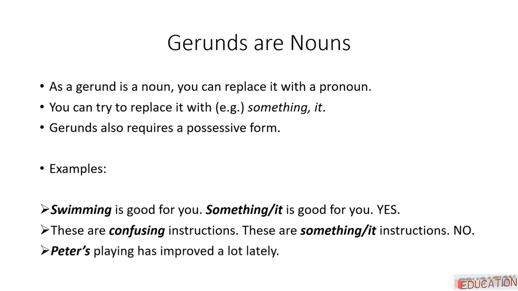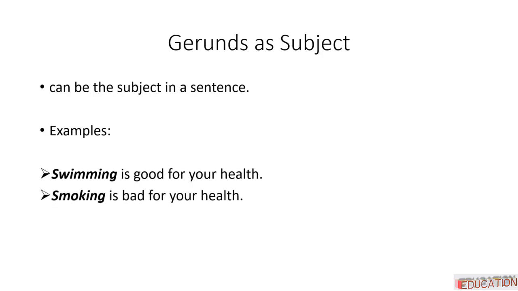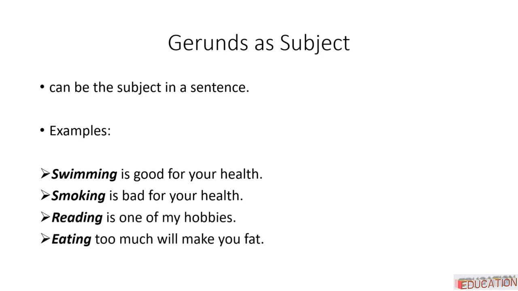And because gerunds require a possessive form, we say Peter's playing has improved a lot lately. Not Peter playing. It'd be Peter's playing. Gerunds, as we said, can be the subject in a sentence or clause. Here are some examples. Swimming is good for your health. Smoking is bad for your health. Reading is one of my hobbies. Eating too much will make you fat.